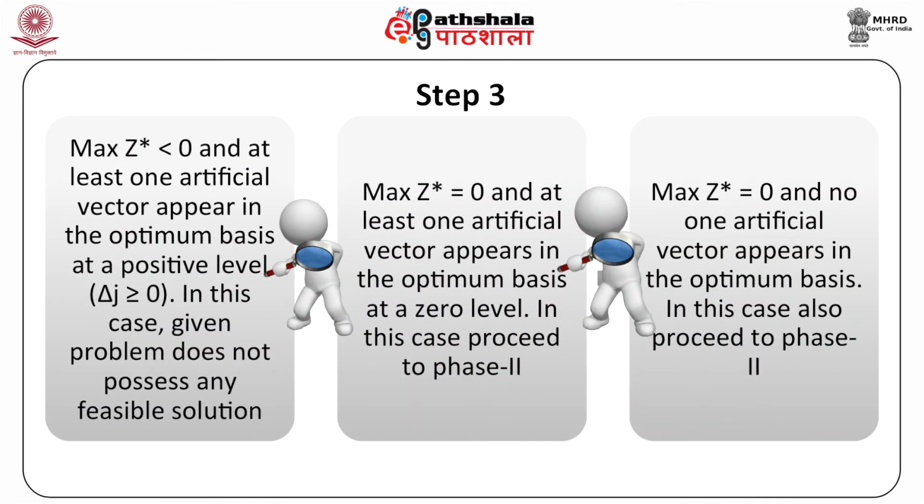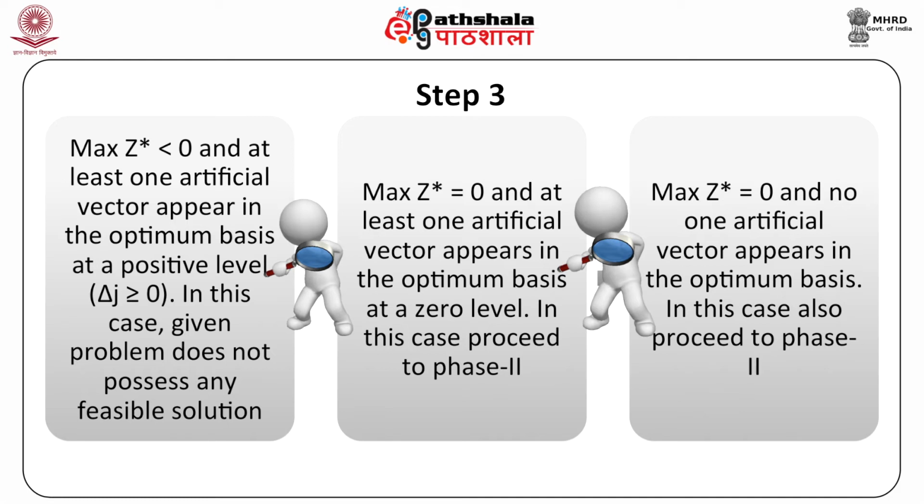Step 3. Solve the auxiliary problem by simplex method until one of the following three possibilities arises. First, maximize z star less than 0 and at least one artificial vector appears in the optimum basis at a positive level, that is, delta j should be greater than or equal to 0. In this case, the given problem does not possess any feasible solution.